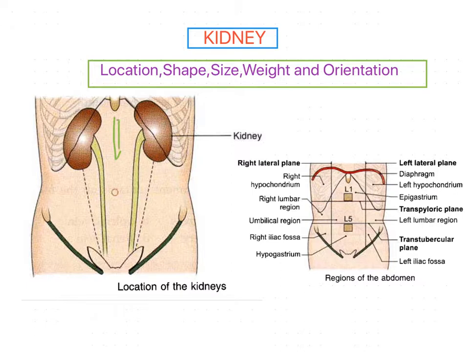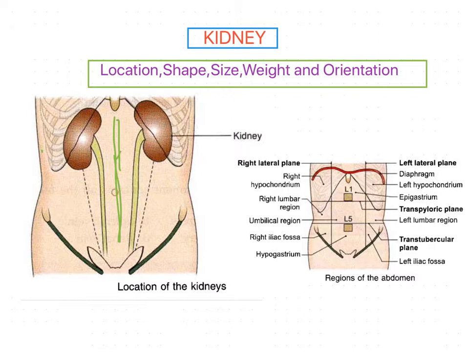Here you can find the vertebral column on the posterior aspect, and the kidneys are retroperitoneal organs. The main function of the kidneys is to remove the waste products of metabolism and excess water and salts from the blood, and they also maintain the pH. So the main function is the formation of urine. Through this urine only the waste products are excreted out.